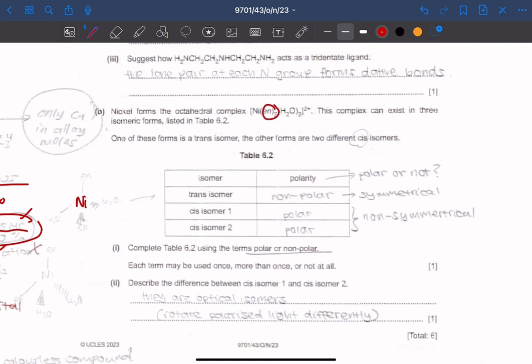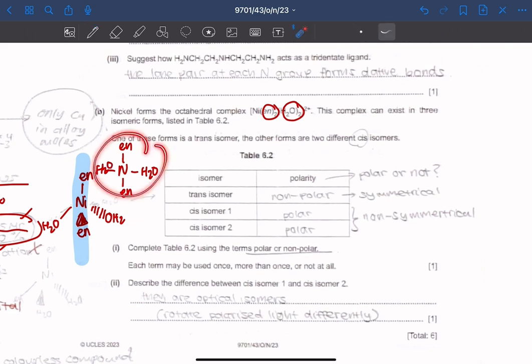So in order to answer this question, we could either imagine it or draw it to make it easier. There are 2 N's, there are 2 H2O. Okay, N, down. Because it's octahedral, I'm drawing it in a 3D structure. H2O, H2O. Okay, so this is the trans isomer where it's up and up. Because it's completely symmetrical when you draw it, H2O, H2O, it is a non-polar compound.